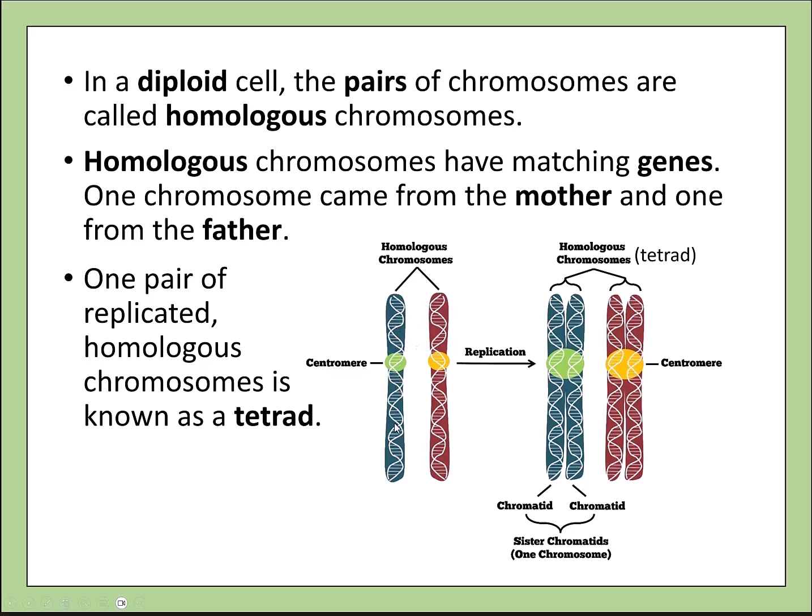When those chromosomes duplicate during cell division, they form a set of 4. So we've got 2 chromosomes here. When they replicate, you have 2 sister chromatids, just like in mitosis, and 2 sister chromatids for this chromosome. And because there are 4 of them, we call them a tetrad, tetra meaning 4.